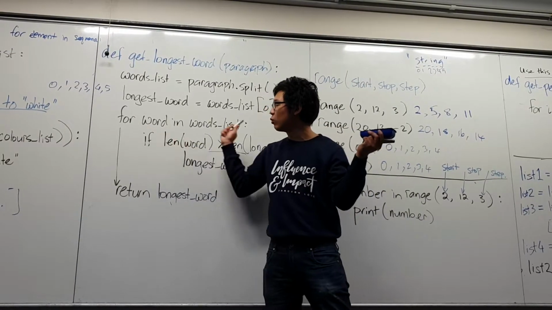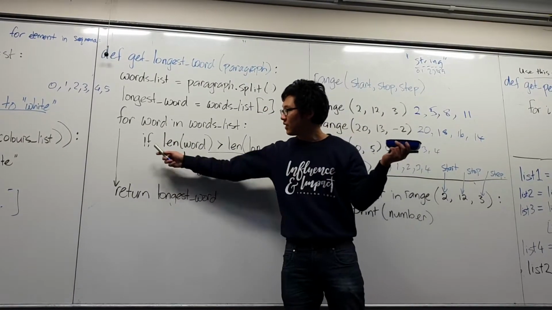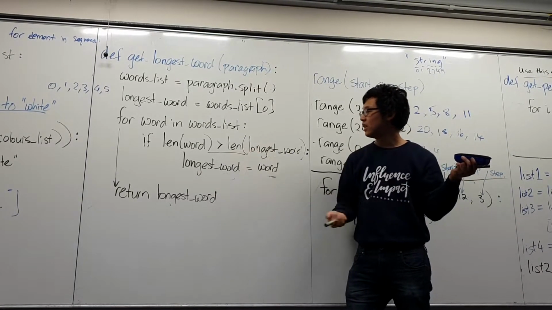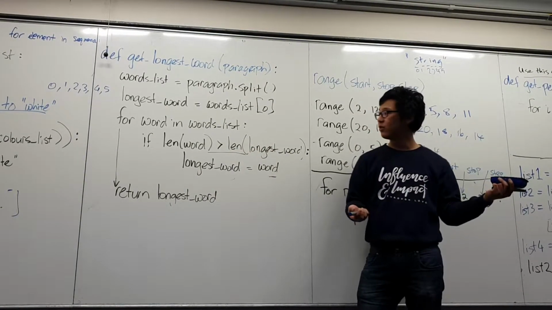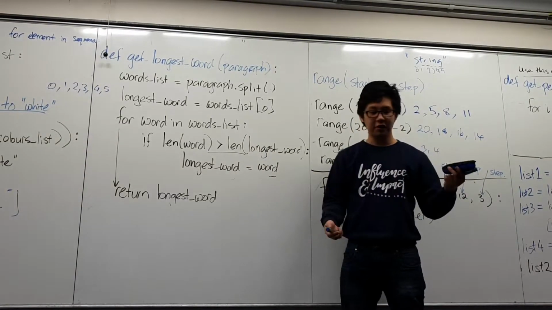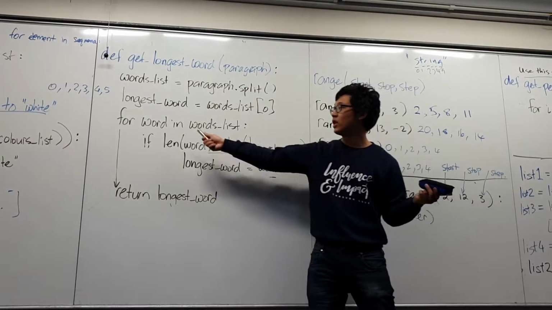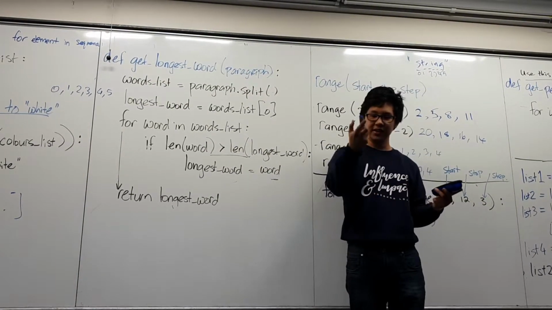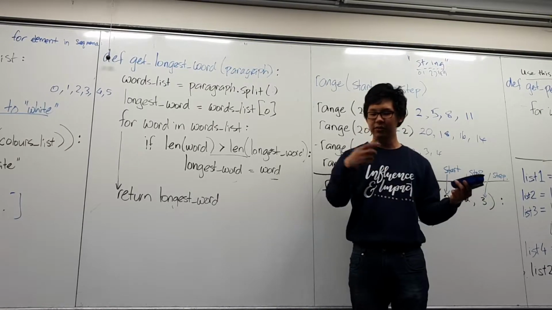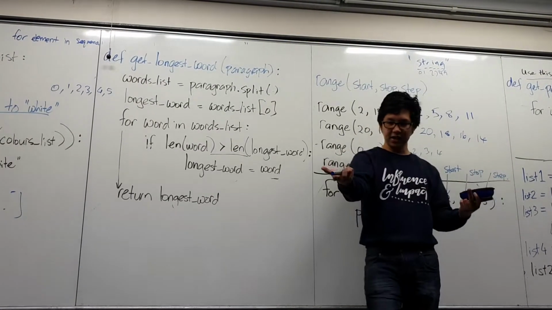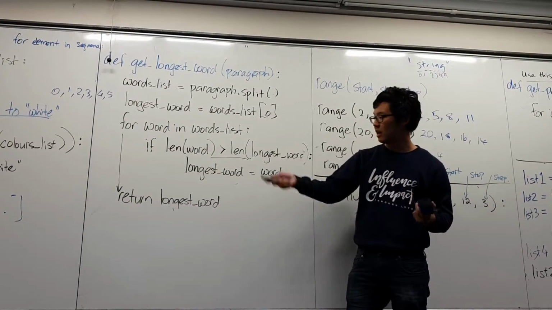Now I'm going to go through each word in the list. Let's see, if the length of the word that I'm looking at the moment is greater than the length of the longest word that I had before, well then I'm going to toss out that word and create a new longest word as the word that I'm looking at. And now I have a new longest word. Go to the next one. Is this longer or shorter? It's shorter? Okay, let's skip to the next one. Is this longer or shorter? It's longer. Let's assign this to become the new longest word. And I keep on going.